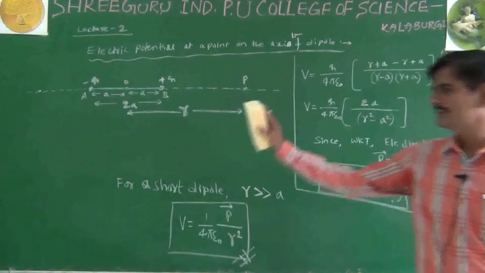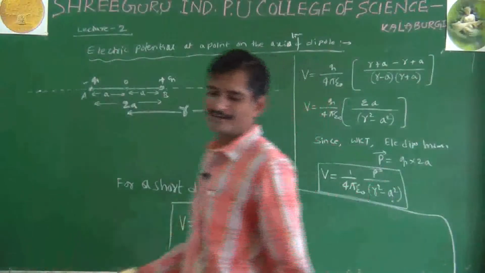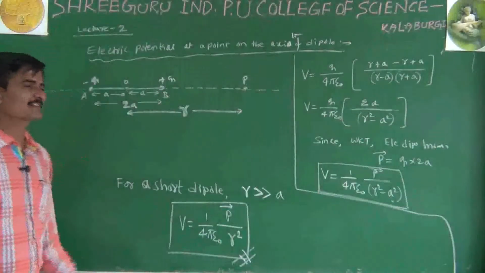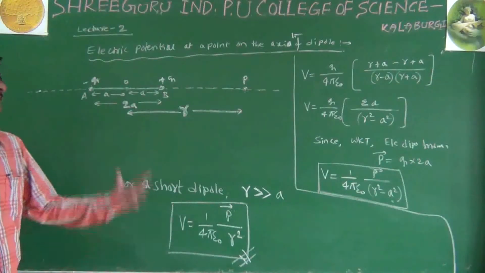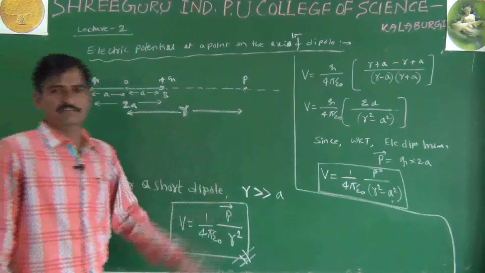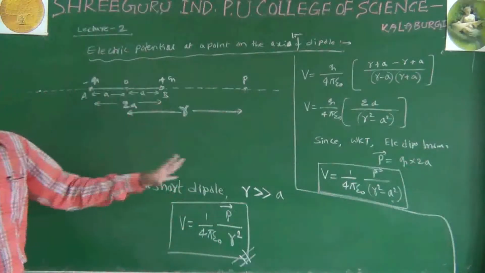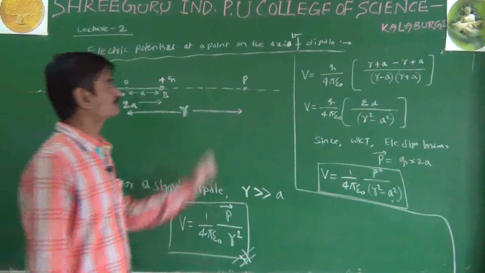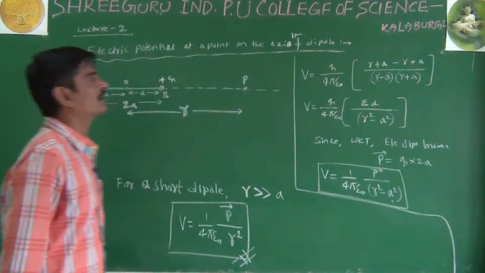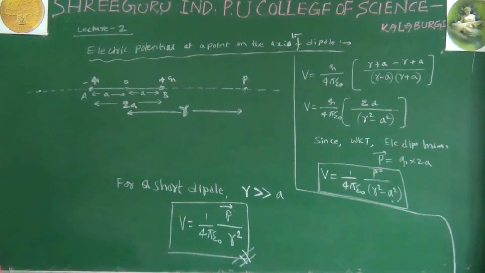Simple, very simple. It's not all actually required. Just for your understanding, you will feel better, comfortable, and you will start to understand the next concept very easily. That's why I am doing all these derivations. Okay. So electric potential at a point on the axial line of the dipole is completed.